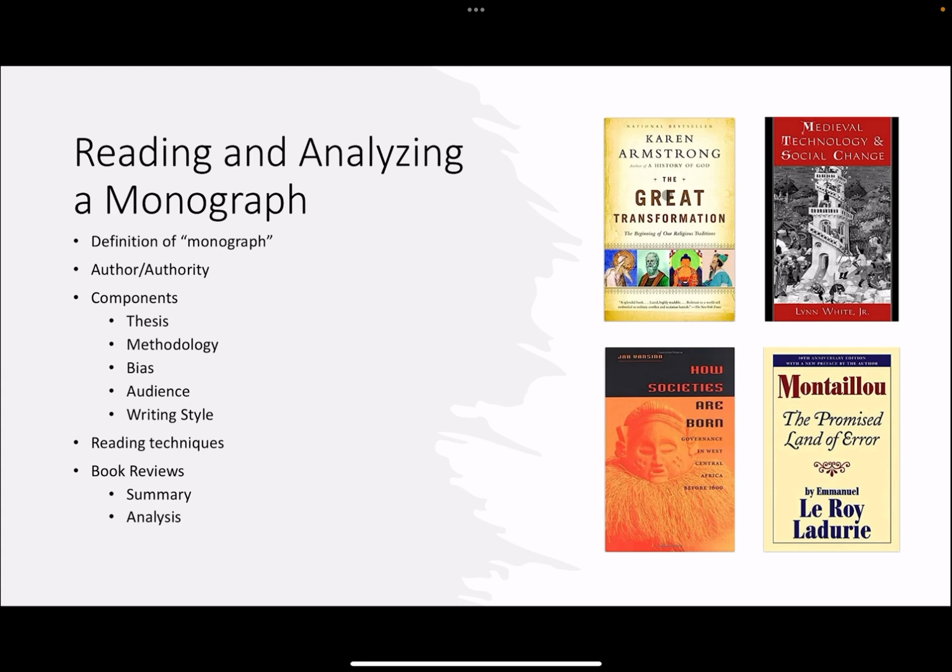My suggestion would be to try to summarize, make the summary maybe a third to no more than a half of the paper, less if you can, and then your analysis, your critique of the thesis, the methodology, the bias, and then other things like audience and writing style. That should be the most important part, and perhaps even the majority of the book review.